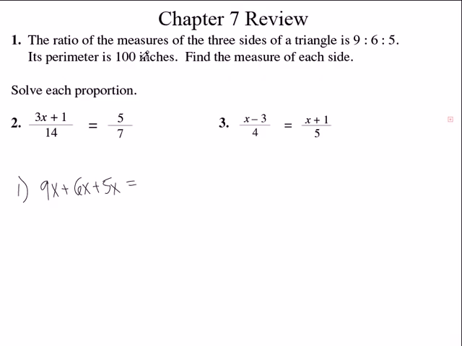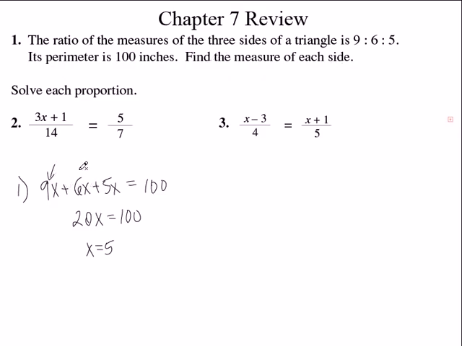Well, that's the perimeter. It adds up to 100 inches because we're talking about the lengths of the sides of a triangle. So they all add up to 100 inches. So 9 and 6 is 15, and 5 is 20x equals 100. And x is 5. Divide both sides by 20. But that's not the question it asks. It says find the measure of each side.